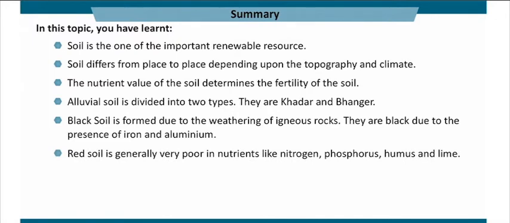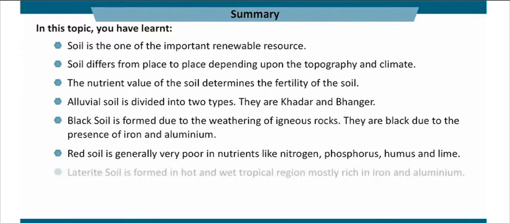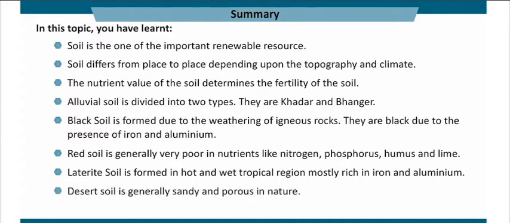Red soil is generally very poor in nutrients like nitrogen, phosphorus, humus and lime. Laterite soil is formed in hot and wet tropical regions, mostly rich in iron and aluminium. Desert soil is generally sandy and porous in nature.